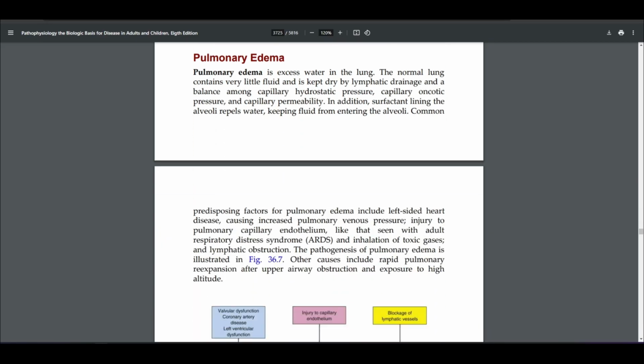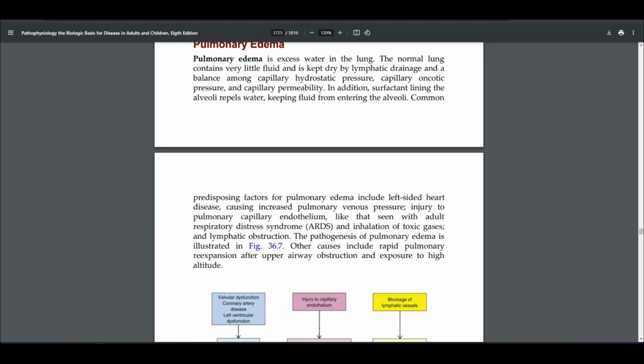Pulmonary edema is excess water in the lung. Normal lung contains very little fluid and is kept dry by the lymphatic drainage and balance among capillary hydrostatic pressure, capillary oncotic pressure, and capillary permeability. In addition, surfactant lining the alveoli repels water, keeping fluid from entering the alveoli.